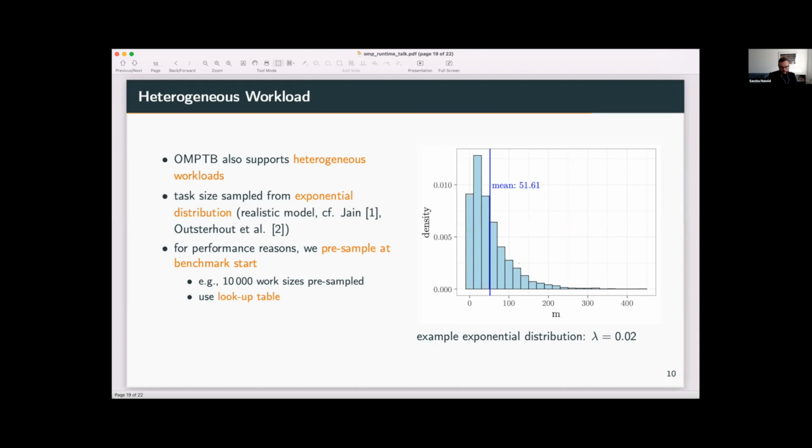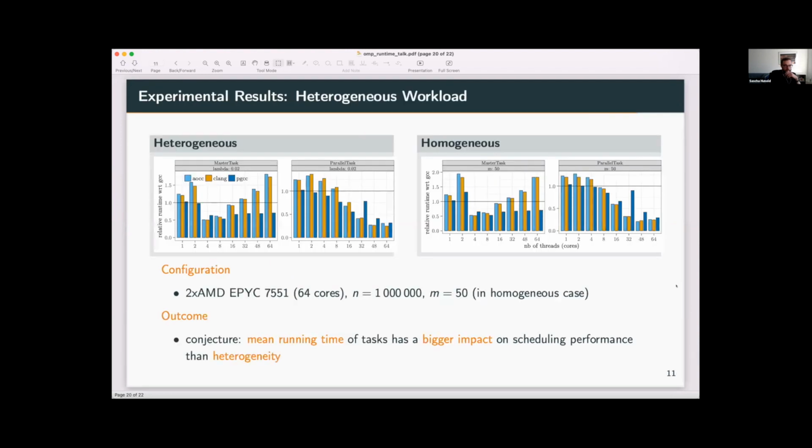So for example, this is one that we test on. We have this long tail. Most of them are short and some of them take longer. But the main outcome is here. So this graph shows, again, on the AMD, we have 1 million tasks to run. And these show the relative runtime with respect to GCC. So if you're above this line at 1, you're slower than GCC. If this bar is smaller than 1, you're faster than GCC.